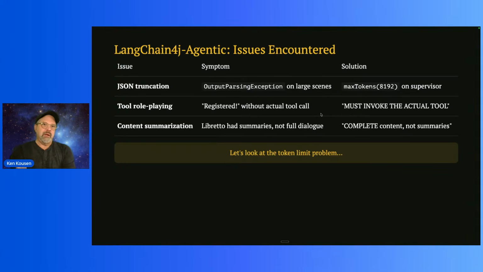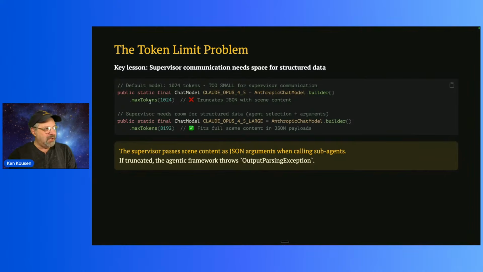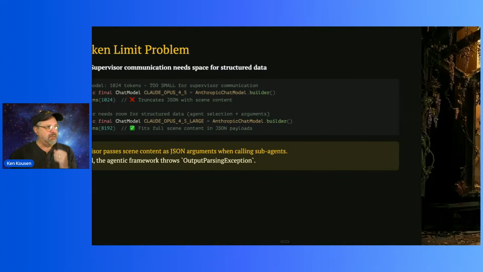Or I would say, okay, call the following tools, and it would say it called them, but it didn't. It would just lie about it. It's like, oh my goodness, I'd have to put in the instructions, must call this actual tool. Oh, okay, sure. So content summarization and everything. And again, just putting in max tokens and increasing the number was easy enough. It passes the scene content as JSON arguments when calling the sub agents. And if it was truncated, I get that exception somehow because it isn't a complete response.